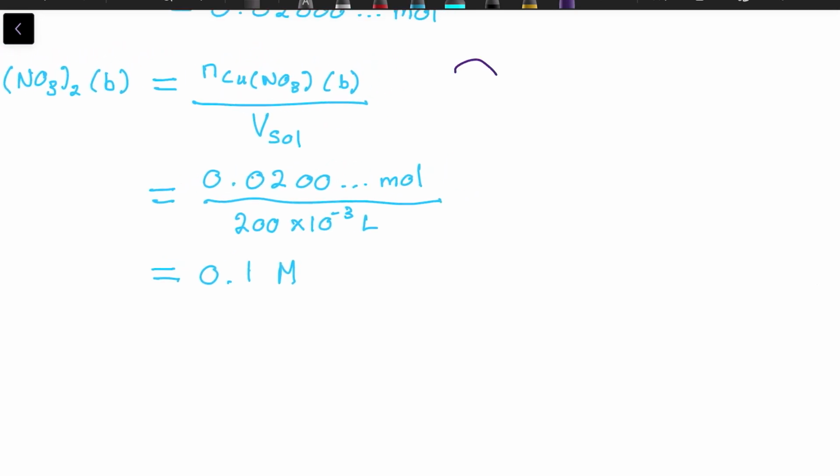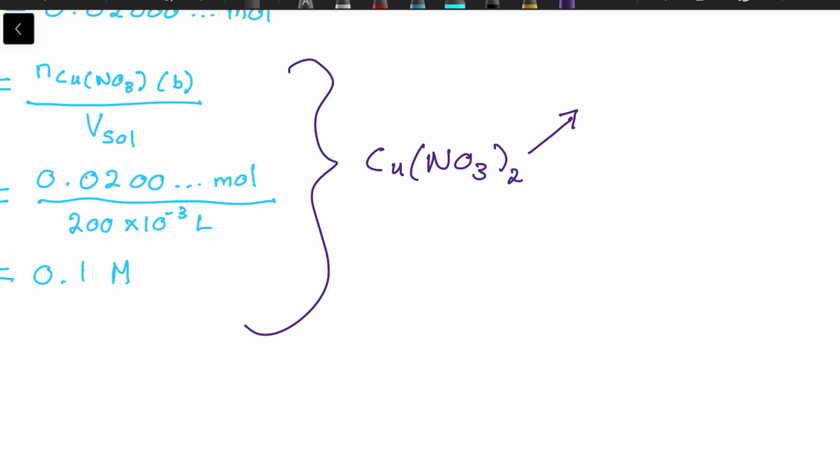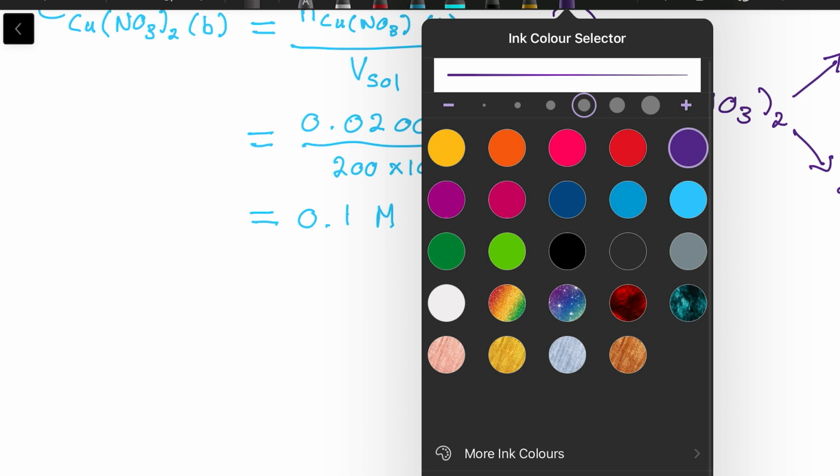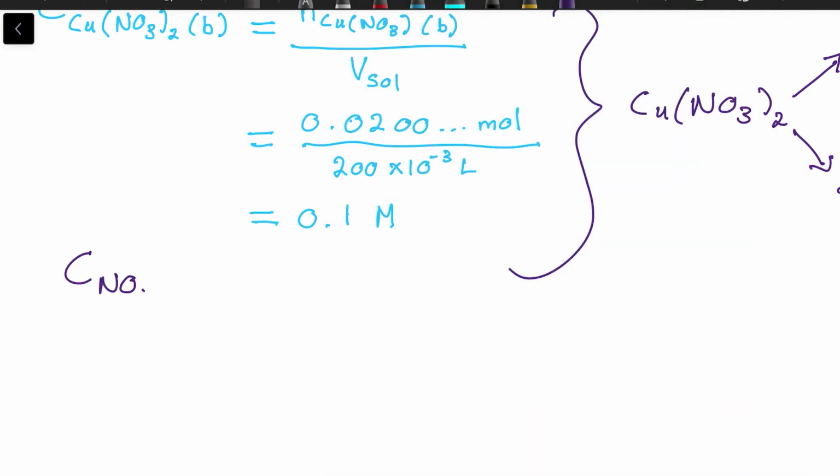So the question I'm actually asking here is, if you have copper nitrate, how many copper ions would you get from the solution of copper nitrate? You would only get Cu2+. And nitrate ions, you should get 2 NO3-. Hence, the concentration of NO3-, what we were asked eventually, is equal to twice that of the copper nitrate, and that will be equal to 0.2 molar.